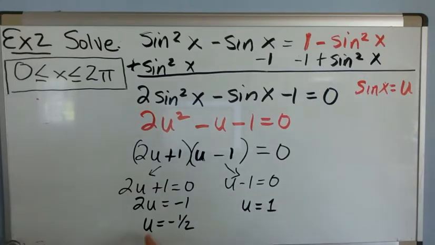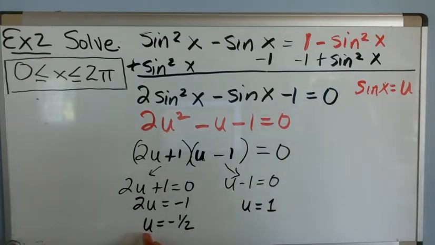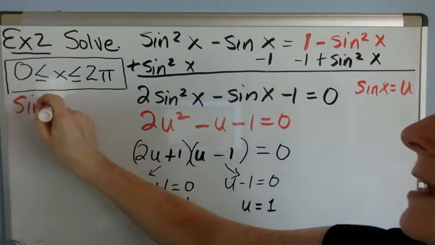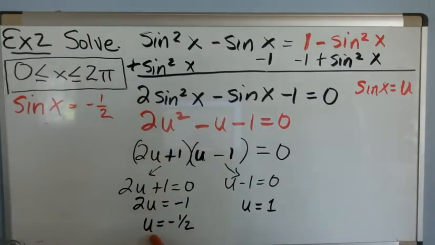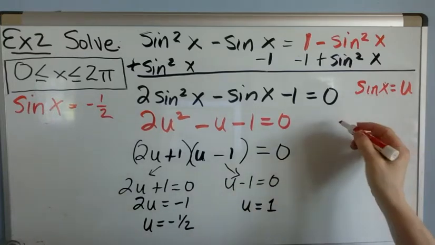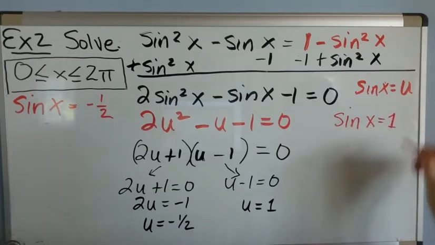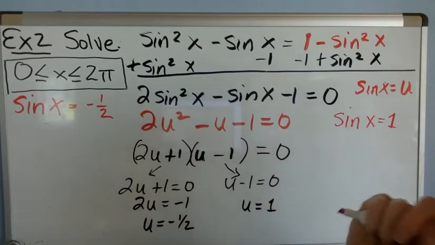So remember, our u is really sine of x. So replace this u with sine of x over here, and I'll have sine of x is equal to negative 1 half. I need to find out what angle measures make this true. And now I need to say u is equal to 1, but u is really sine of x. So let's solve this equation also. Sine of x equals positive 1. Let's find the angle measures that make this true. Sine of x equals negative 1 half.